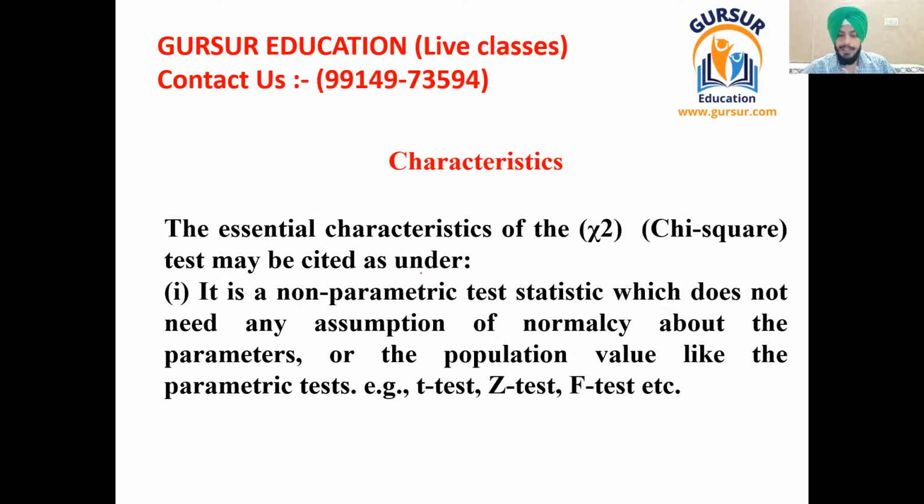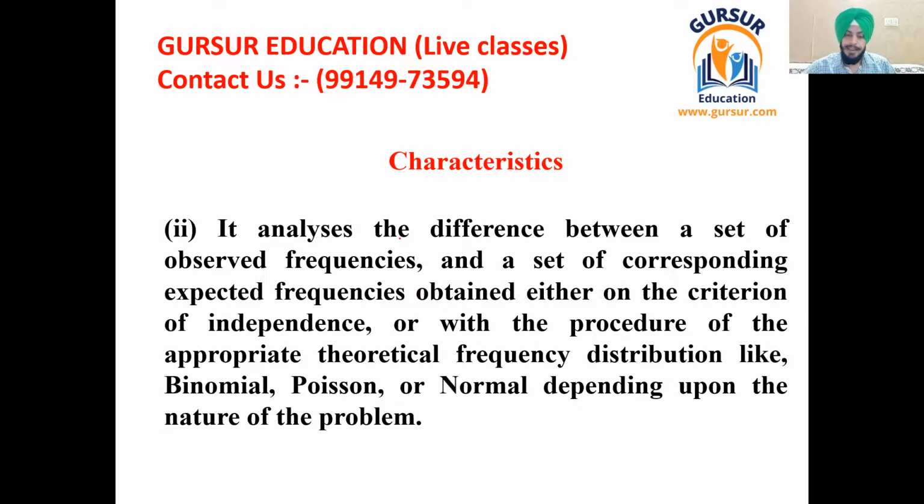So we move further. There are some characteristics of a chi-square test which you have to understand, which you have to go through. The first is it is a non-parametric test and it does not require any kind of assumption of a parent population like the T test, Z test, F test. These tests take the assumption regarding population parameters, but the chi-square test does not require any of these assumptions.